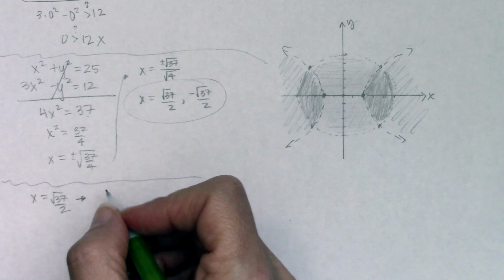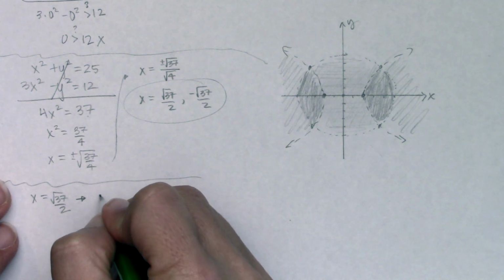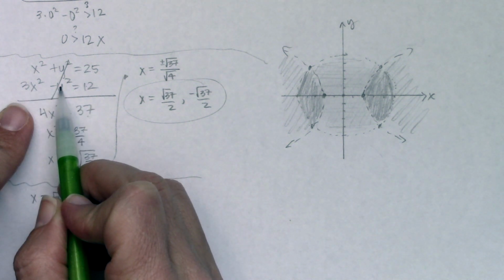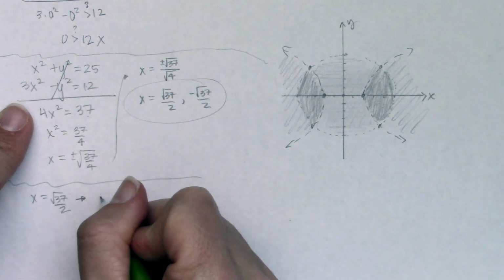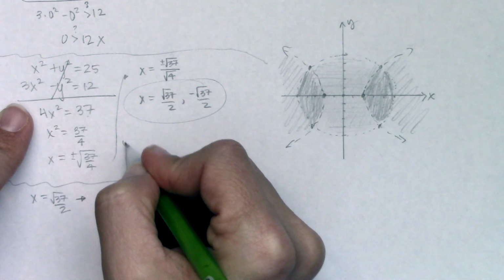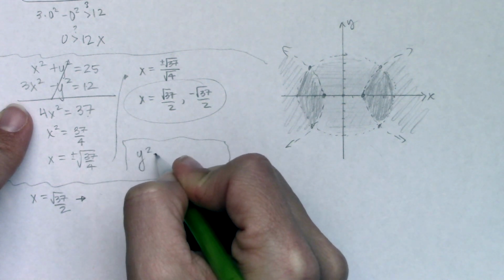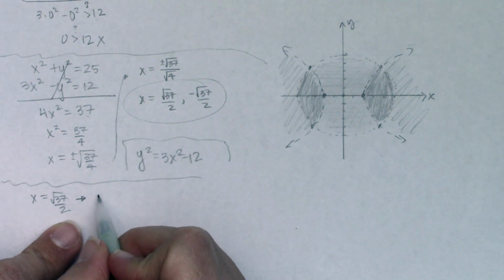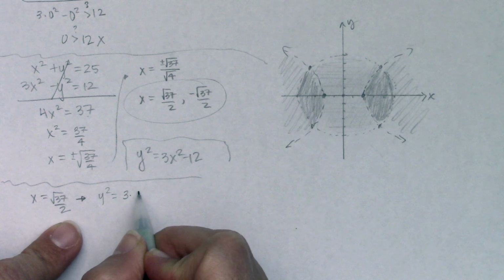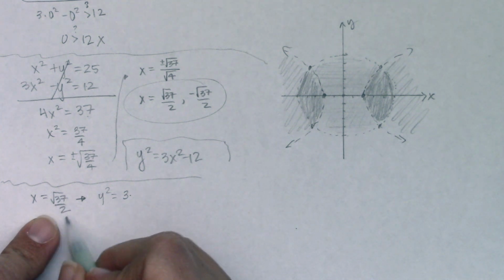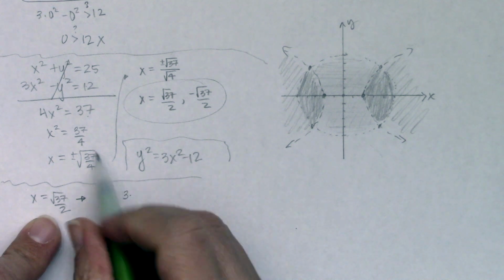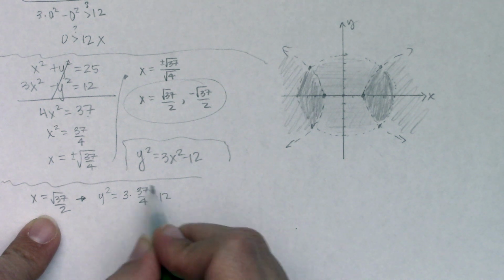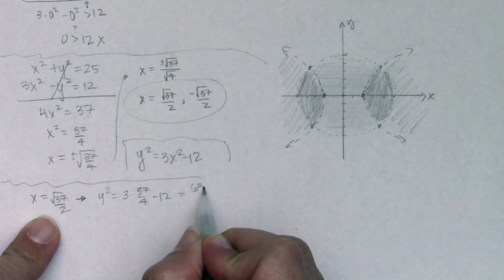So as I start to burn through this, if 3x squared minus y squared is 12, I can move the y squared over and the 12 over. Let me write it here so you see what I'm referencing. I know y squared is going to be 3x squared minus 12. So y squared is going to be 3 times the square root of 37 over 2, squared, so we're going to get 37 fourths minus 12. When you clean this up on your calculator, you're going to get 63 over 4.